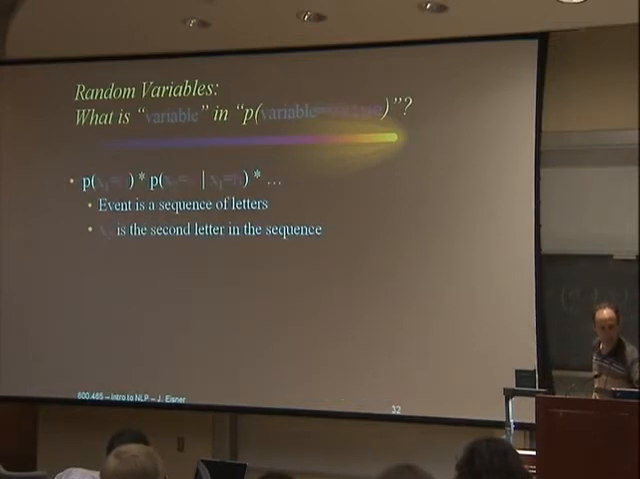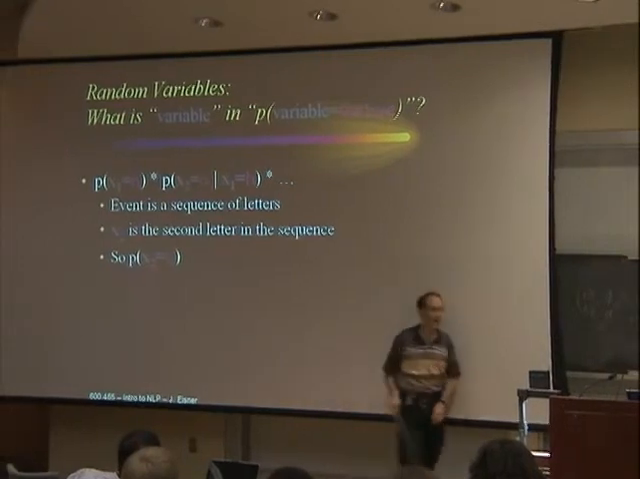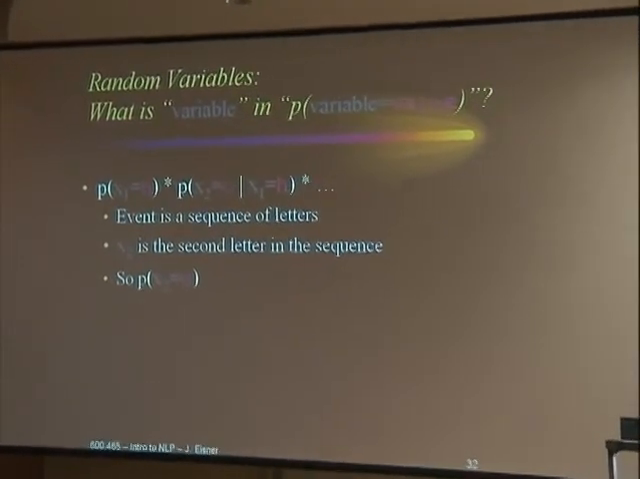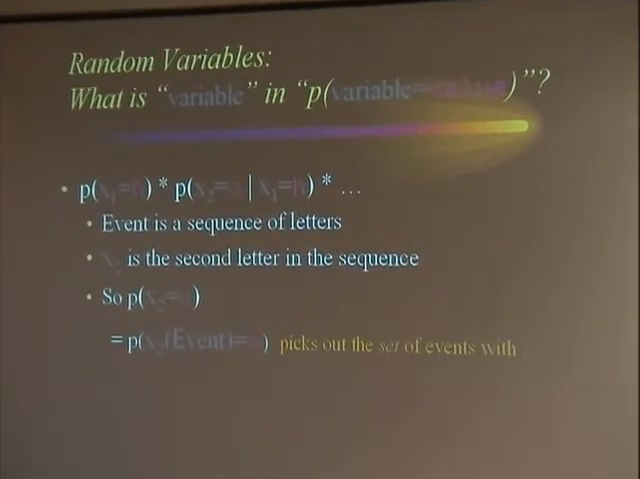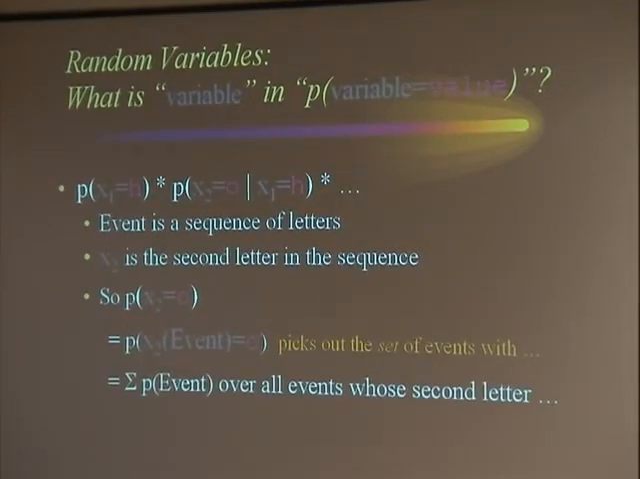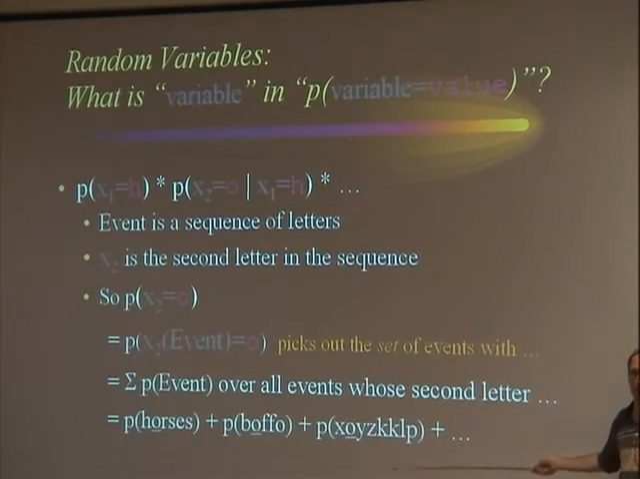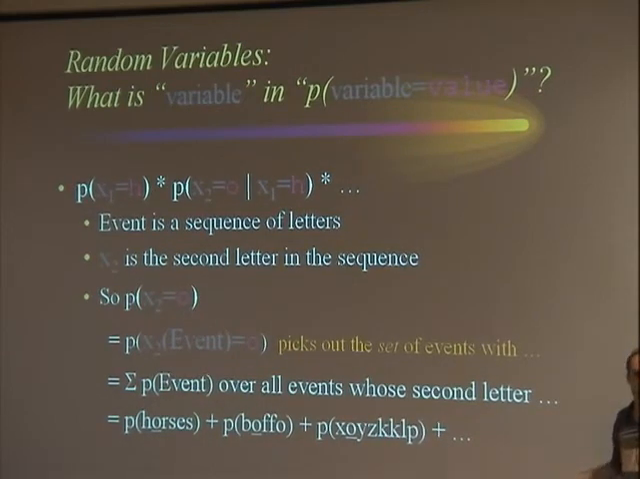And in our horses example, when we ask about the probability that the second letter is O, we're asking about the total probability of all events, all sentences whose second letter is O. So there's an infinite number of those, actually. But as you know, you can have an infinite summation whose sum is finite, right? Like 1/2 plus 1/4 plus 1/8.